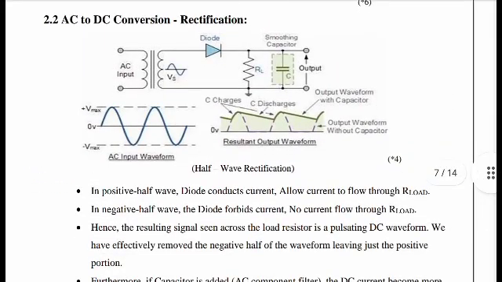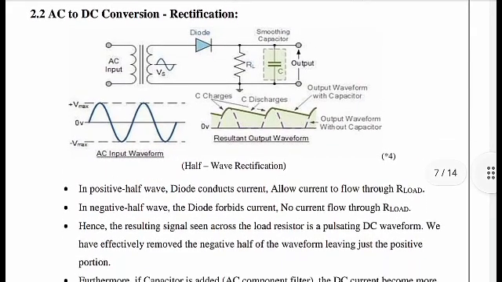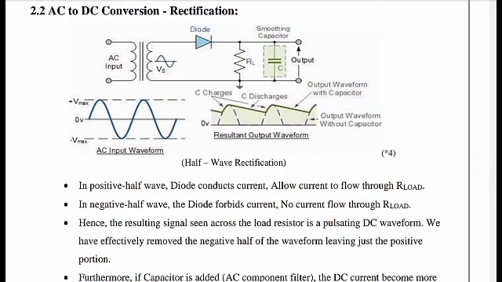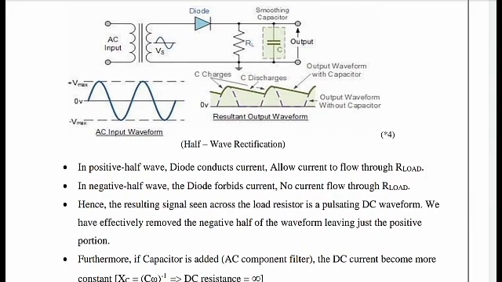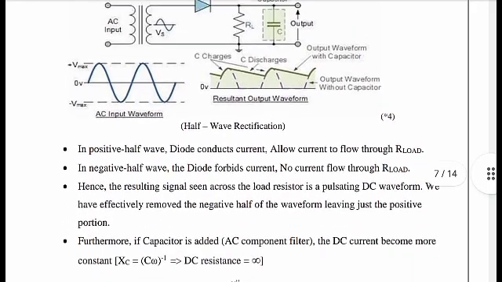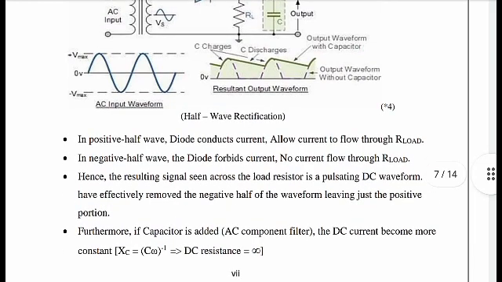Now we will see AC to DC conversion, which is also called rectification. Here we use a half wave rectifier. In the positive half wave, the diode is under forward bias condition, so it allows current to flow through the load. But in the negative half wave, the diode is under reverse bias condition, so no current will flow through the load. The resulting signal seen across the load resistor is pulsating DC, which can be made more constant by adding a capacitor to the circuit.